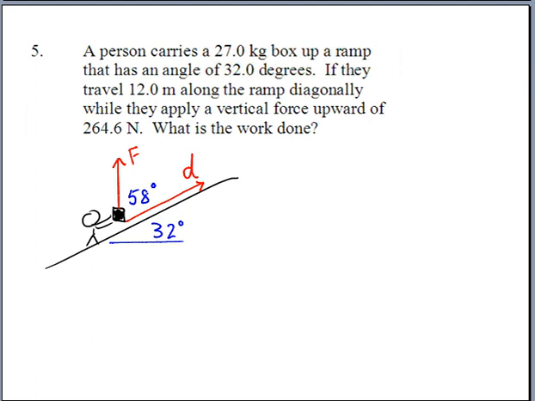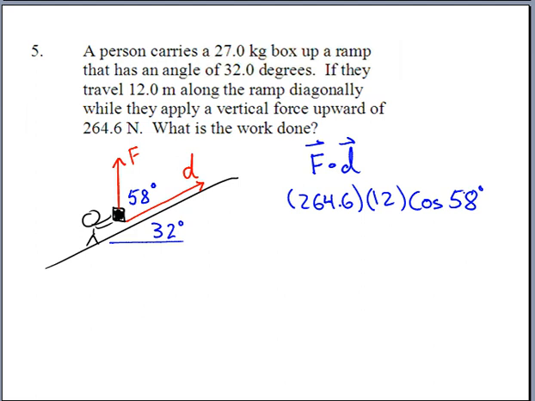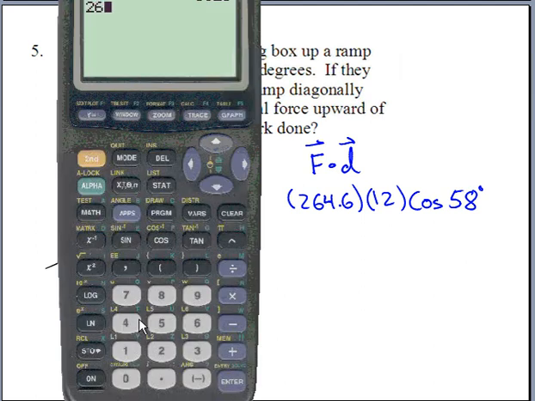Hardest part's done. If I wanted to try to find the work, I would just go F dotted with D. Okay, going to take my 264.6 multiplied by my 12 meters, and then always a cosine of the angle for dot products, and work is always a dot product. So a cosine of 58 degrees. No thinking required about the SOHCAHTOA. We can just trust the math, and it's going to steer us in the right direction. So 264.6 times 12 times the cosine of 58, and this story's over.